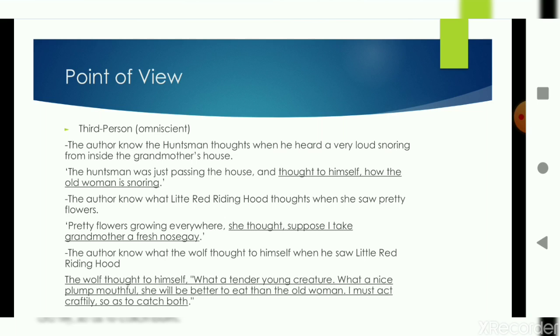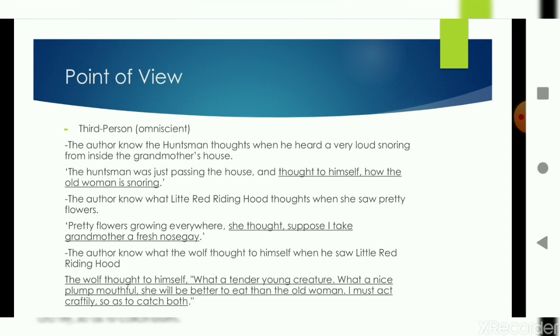From the story, we have the huntsman was just passing the house and talked to himself about how the old woman is snoring. Talking to himself means he was talking inside of his head, but the author knows exactly what the huntsman thought. Then the author knows what Little Red Riding Hood thought when she saw pretty flowers.